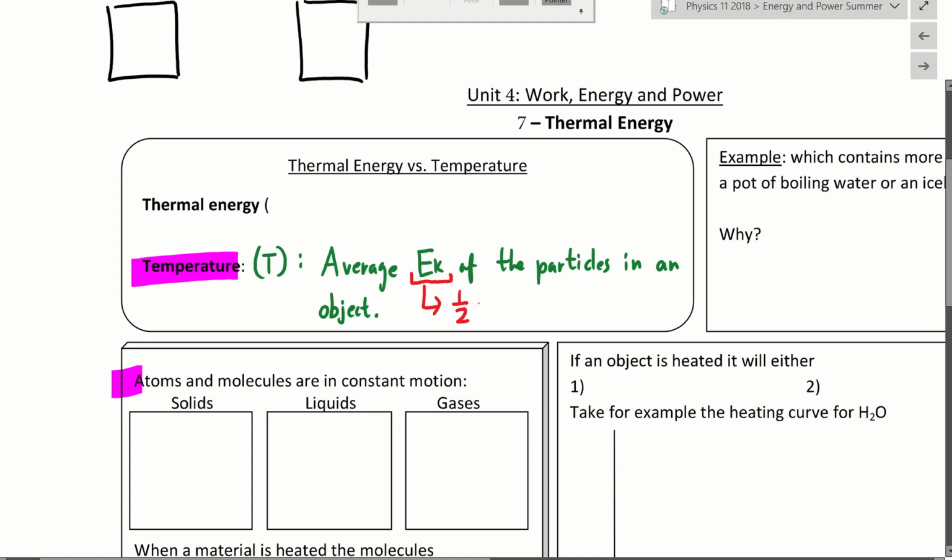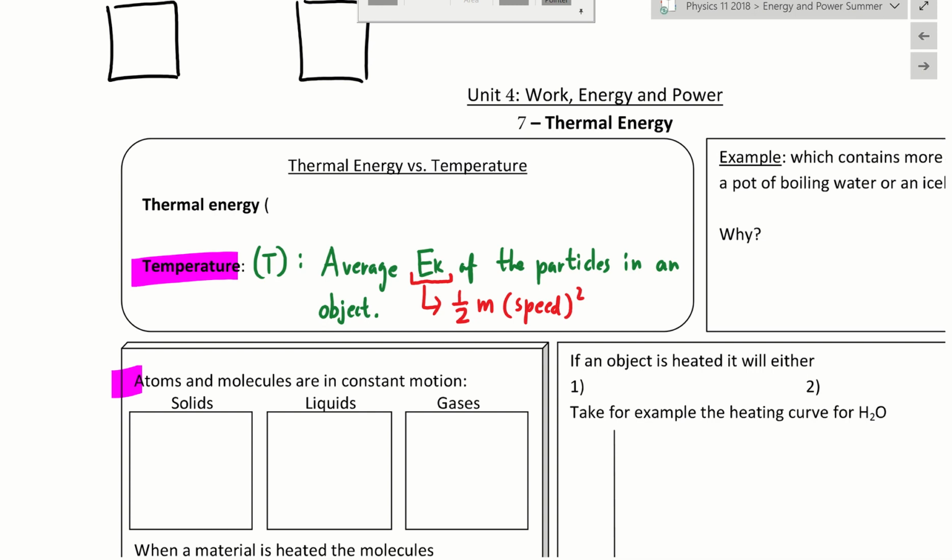So if you remember, kinetic energy is related to speed, right? The equation for kinetic energy is 1/2 mv squared, where v is the speed, so it's 1/2 m speed squared. So the faster a particle is moving, the more kinetic energy it has. So temperature is related to that.